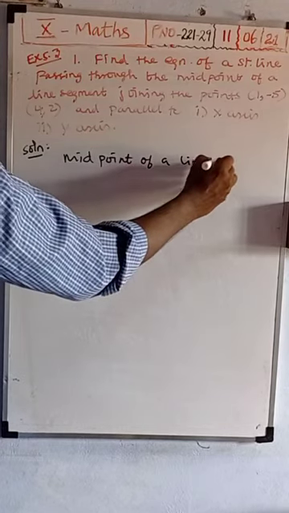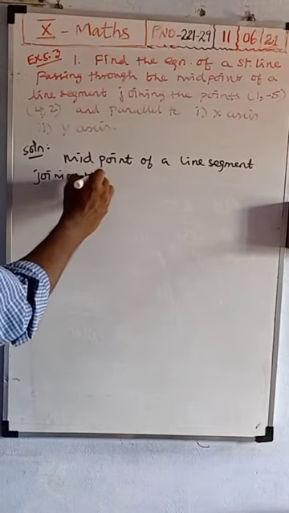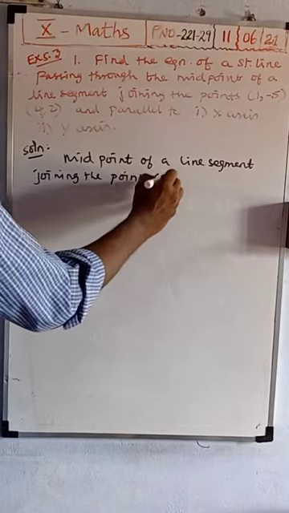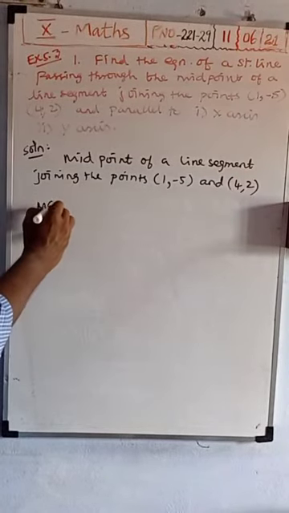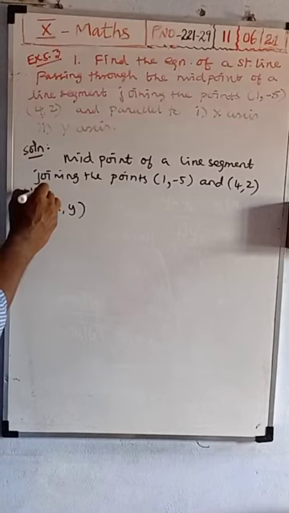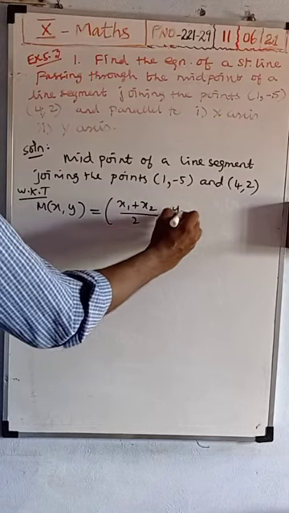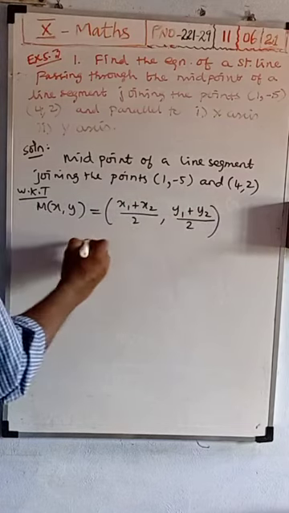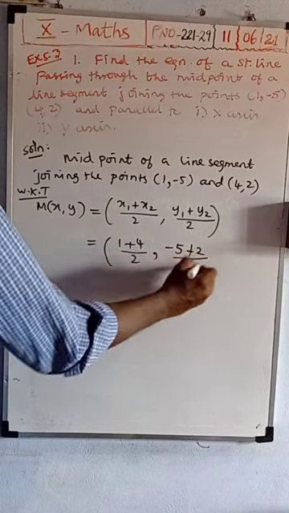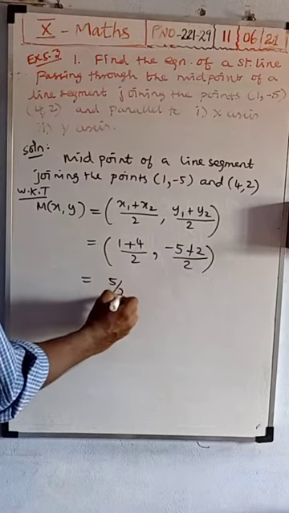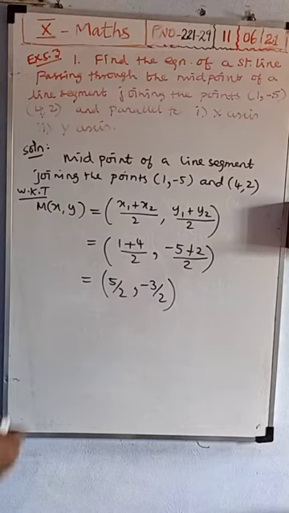the line segment joining the points (1, -5) and (4, 2). Okay, so we know the midpoint formula. The midpoint is ((x1 + x2)/2, (y1 + y2)/2). So substituting, (1 + 4)/2, (-5 + 2)/2. Now here you will get 5/2, and here -3/2. Okay, 5/2, -3/2.